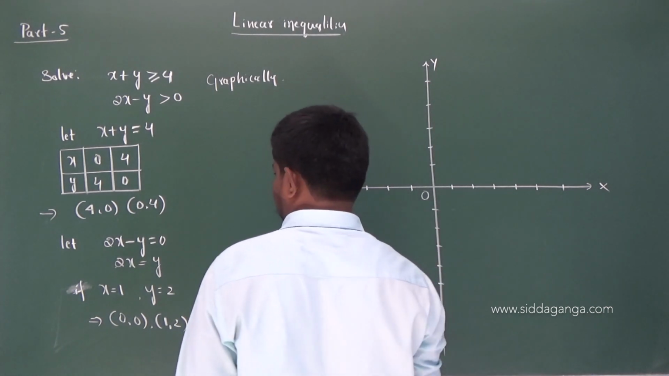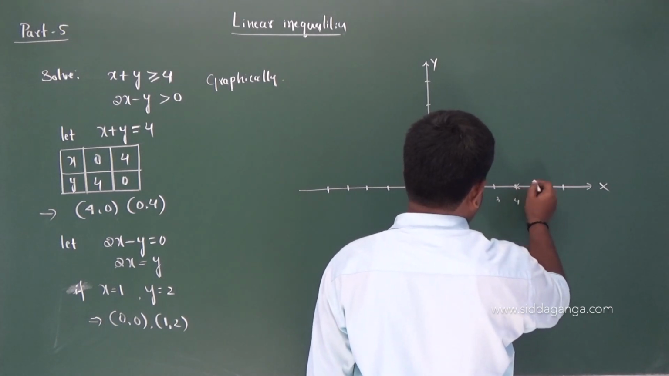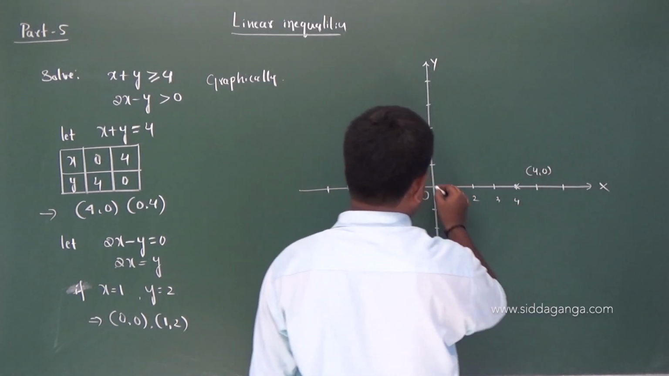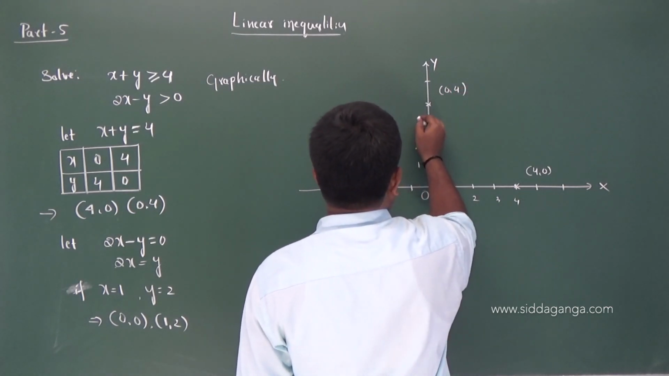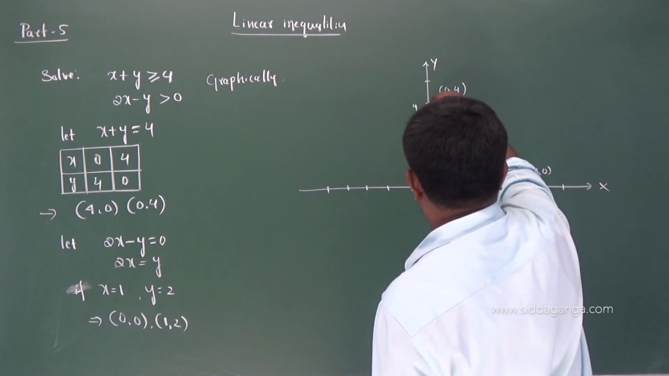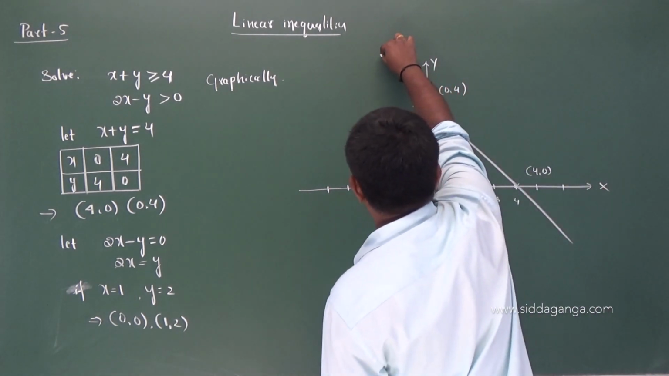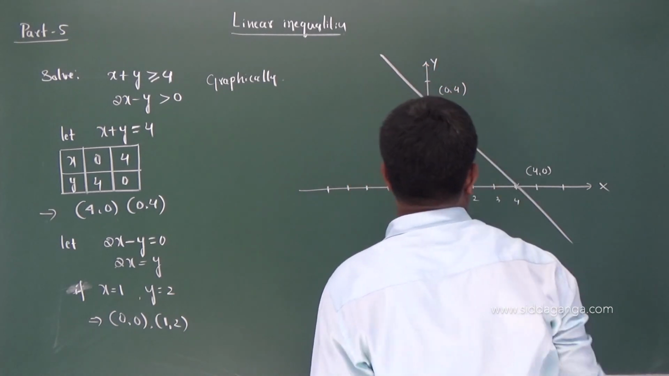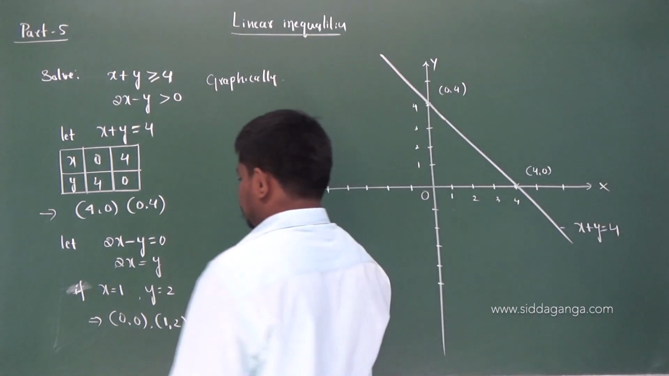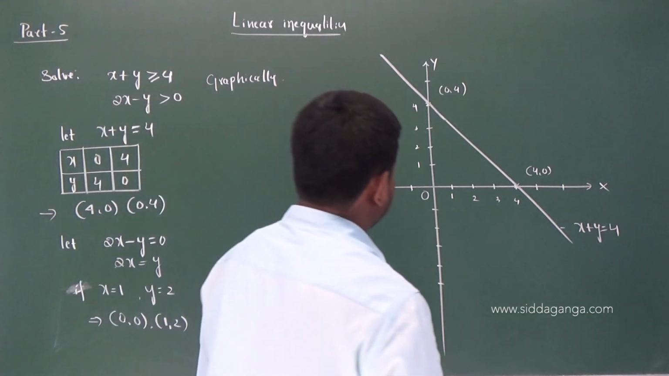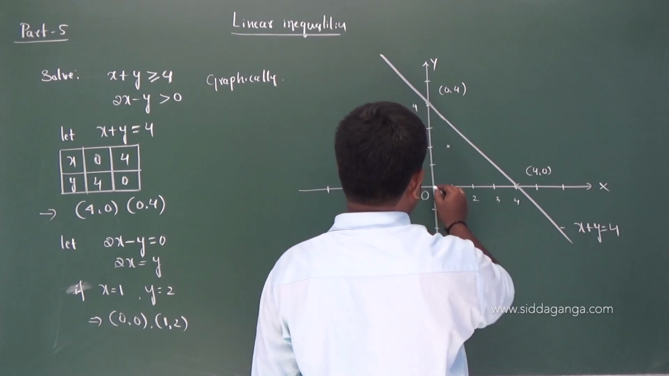Now the first line is passing through 4 comma 0 and 0 comma 4. So 4 comma 0 is 1, 2, 3, 4, and 0 comma 4 is 1, 2, 3, 4. The line passes through these 2 points. This is your x plus y equal to 4. The next line is passing through 0 comma 0 and 1 comma 2. So 1 comma 2 comes here.